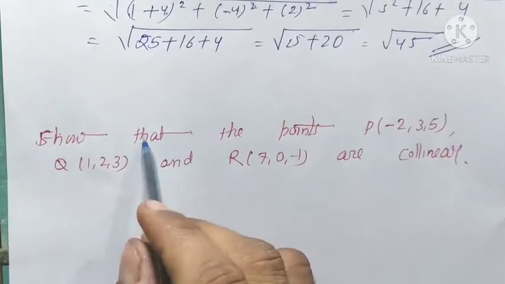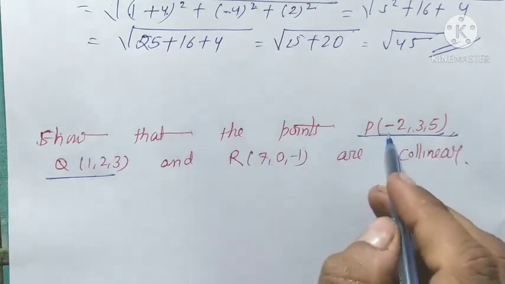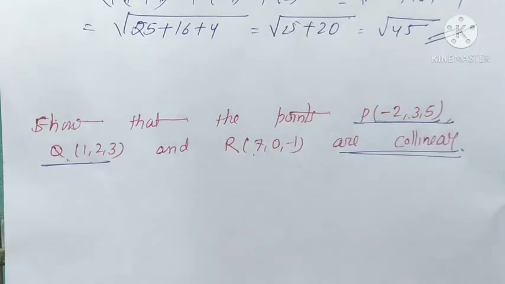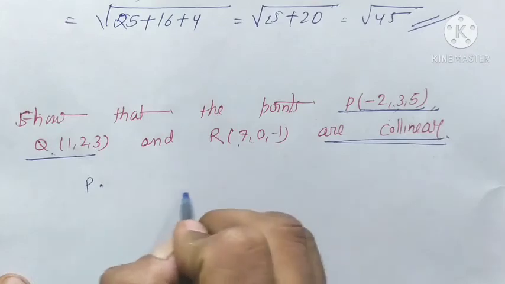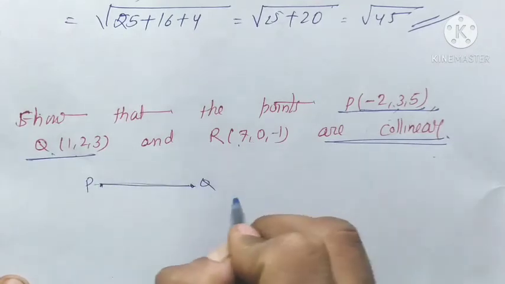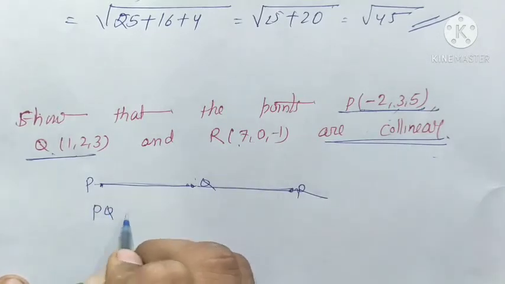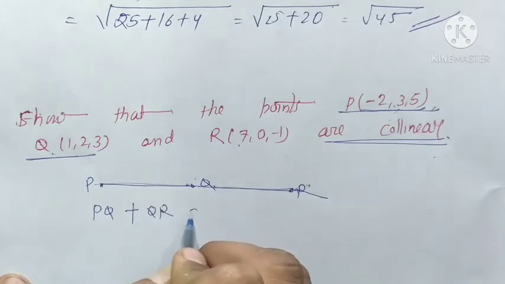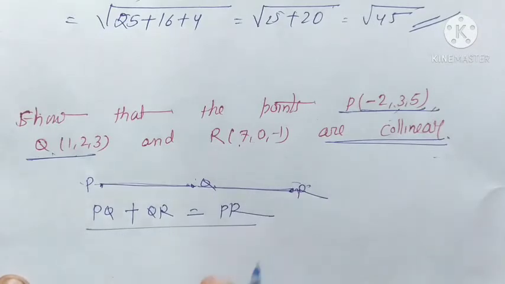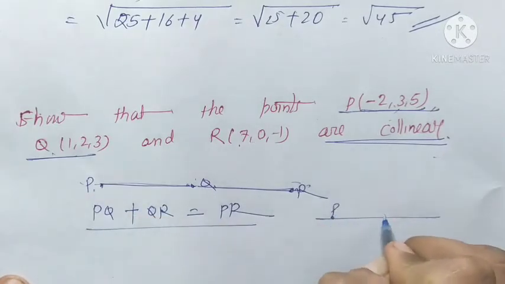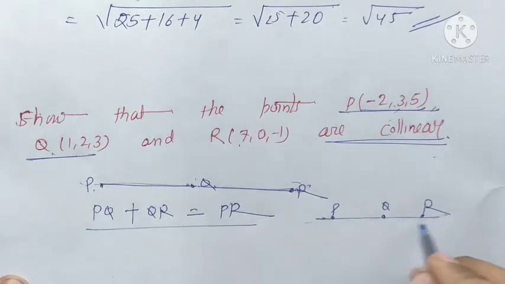And our next problem is here: show that the points, these 3 points are given here. Show that the points P, Q and R are collinear. So how do we show that these 3 points are collinear? If the distance between P and Q plus the distance between Q and R is equal to the distance between P and R, then it shows that these 3 points P, Q, R lie on the same straight line. So these 3 points are collinear.